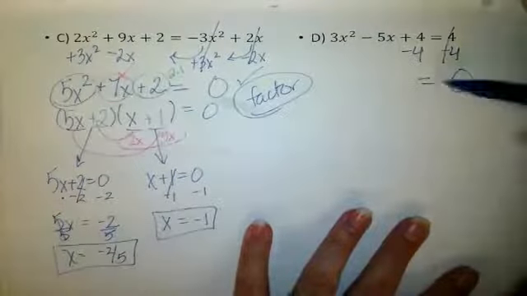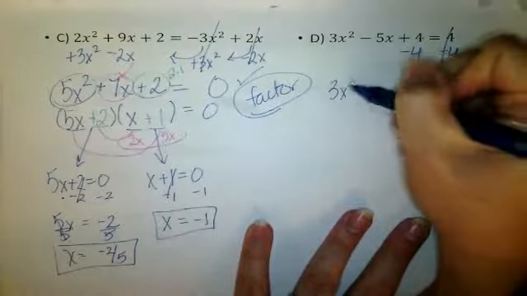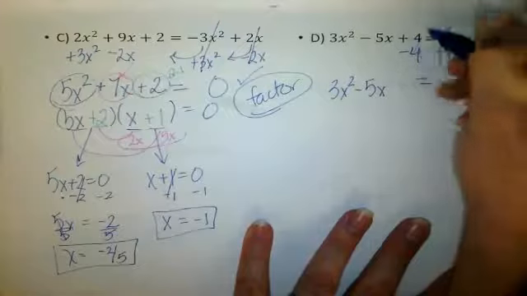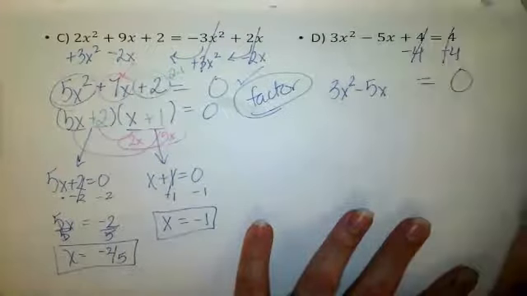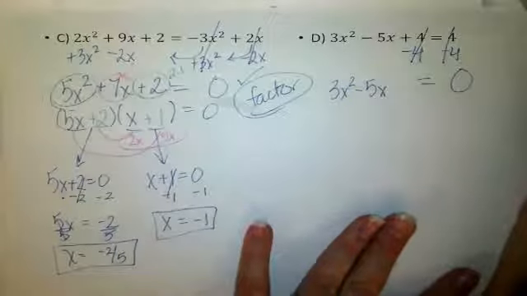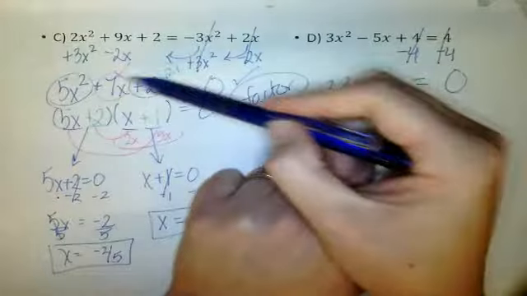Make sure you have an equation equal to 0. And then I have 3x squared minus 5x, and plus 4 and minus 4 also becomes 0. Do I need to write the plus 0? No, I don't. Okay. So the next step is to factor, but you'll notice I don't have a trinomial.